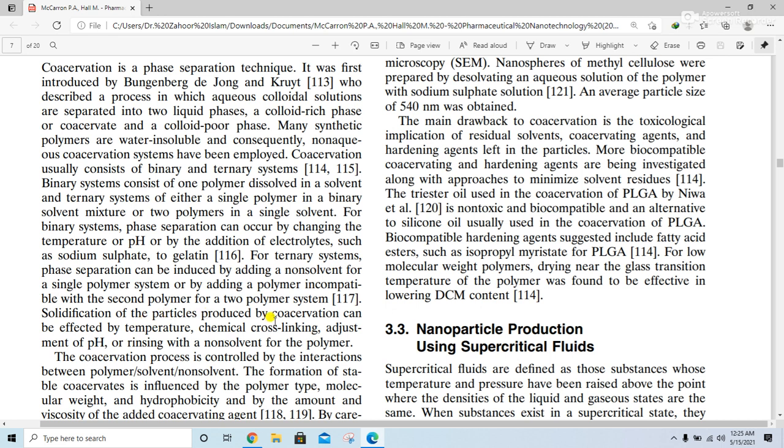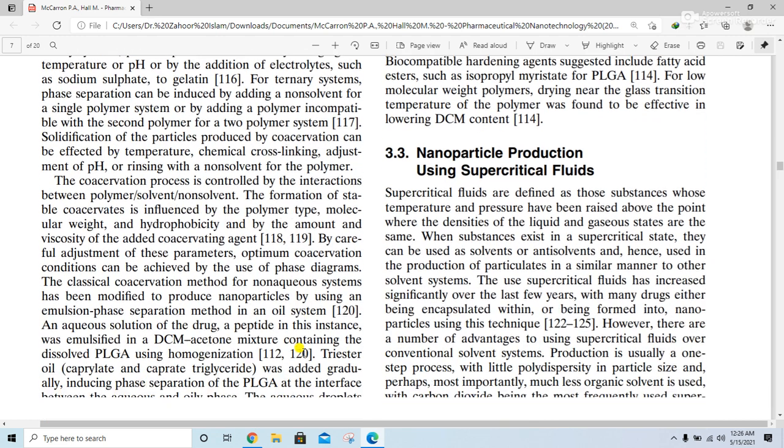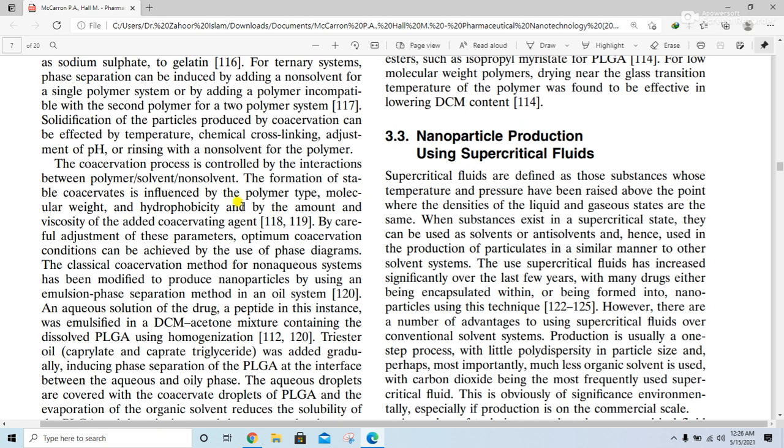Solidification of the particles produced by coacervation can be effected by temperature, chemical cross-linking, adjustment of pH, or rinsing with a non-solvent for the polymer. The coacervation process is controlled by the interaction between the polymer, solvent, and non-solvent.